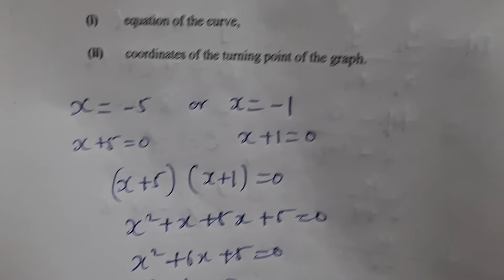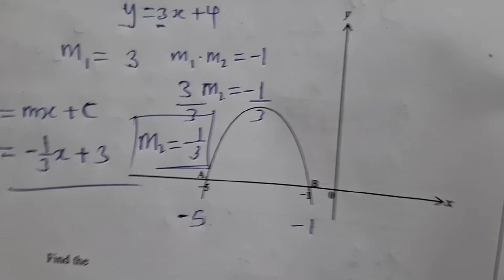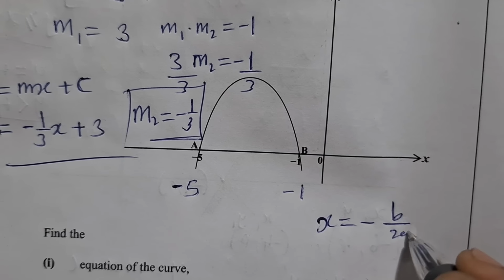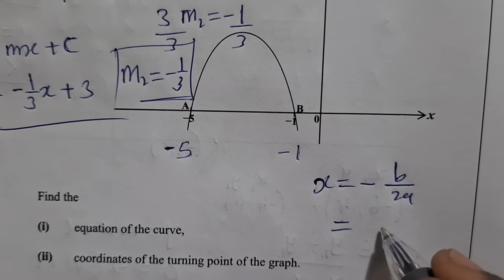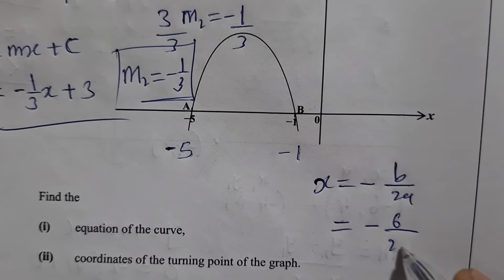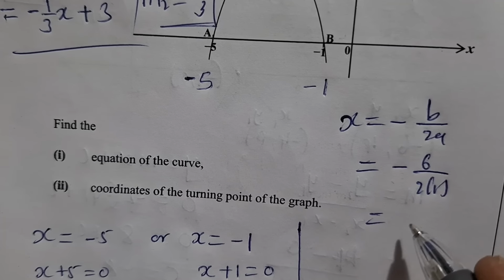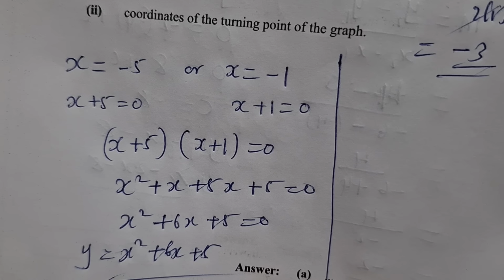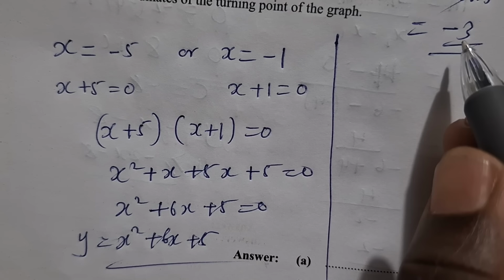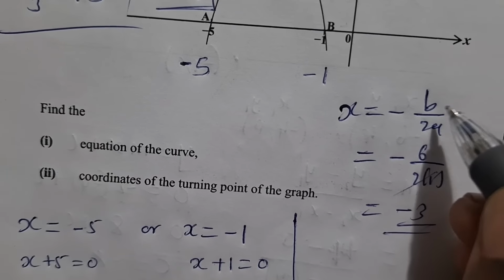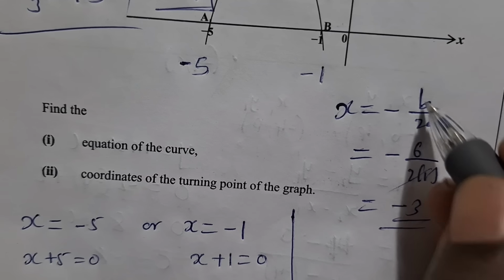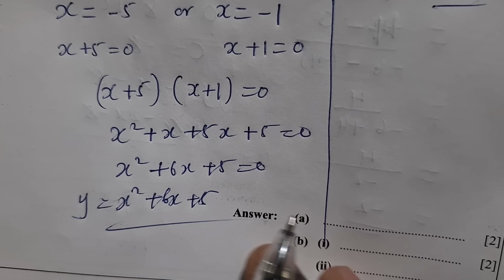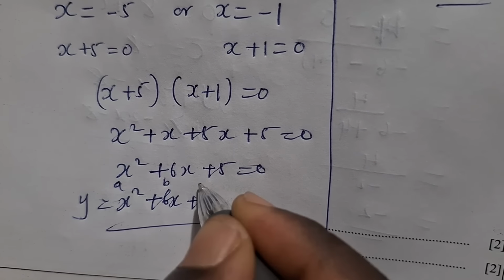This is an equation. We now find the turning point. So for the turning point, we're going to use the formula x is equal to negative b over 2a. So here it will be negative 6 over 2 times 1, equal to negative 3. Okay, so the x value at the turning point is negative 3. So in case you're wondering where I'm getting the 6 and the 1 that I've substituted in place of b and a, they're coming from here. This is where our a is, our b here, our c here.